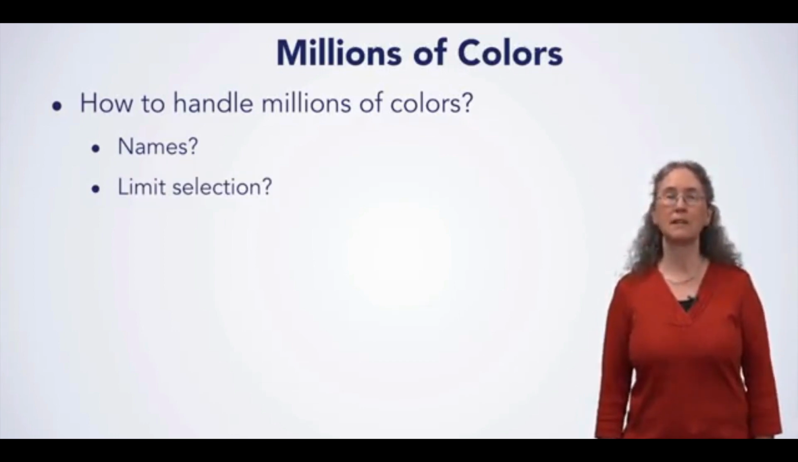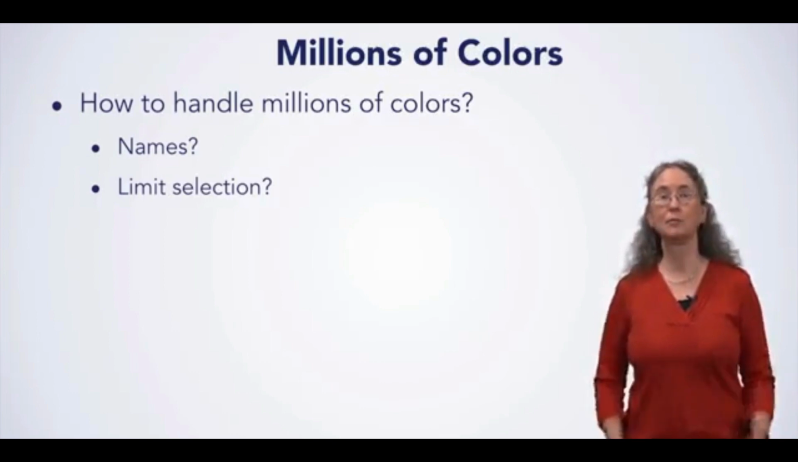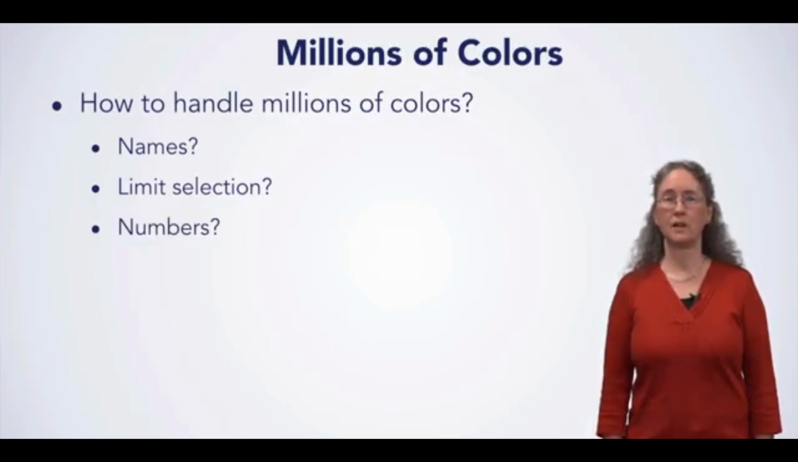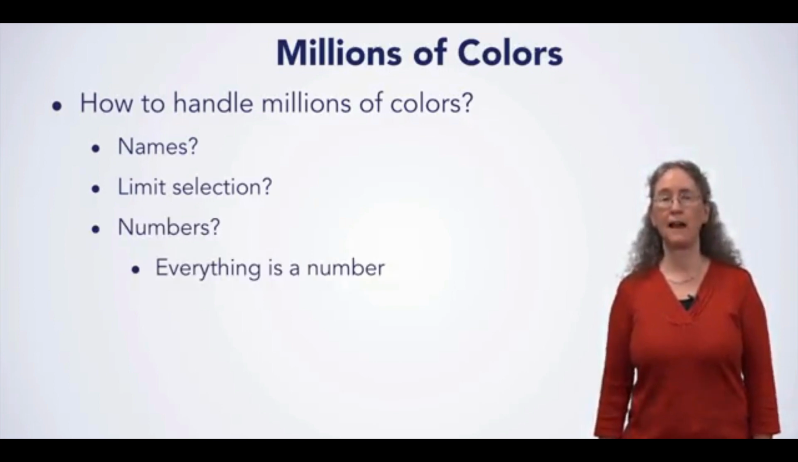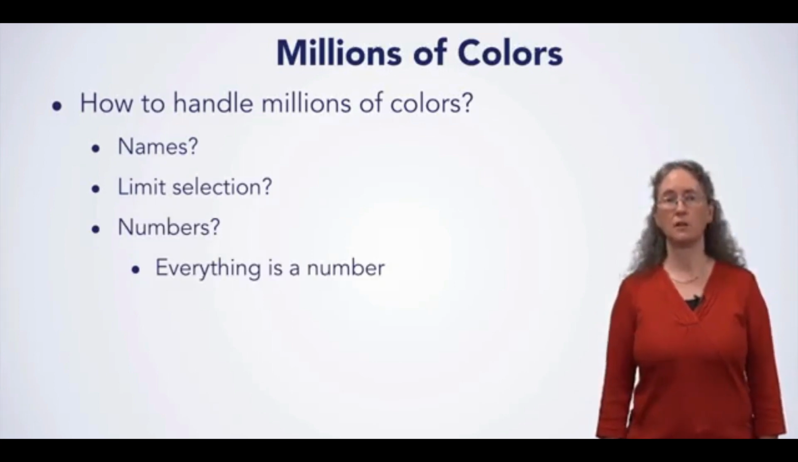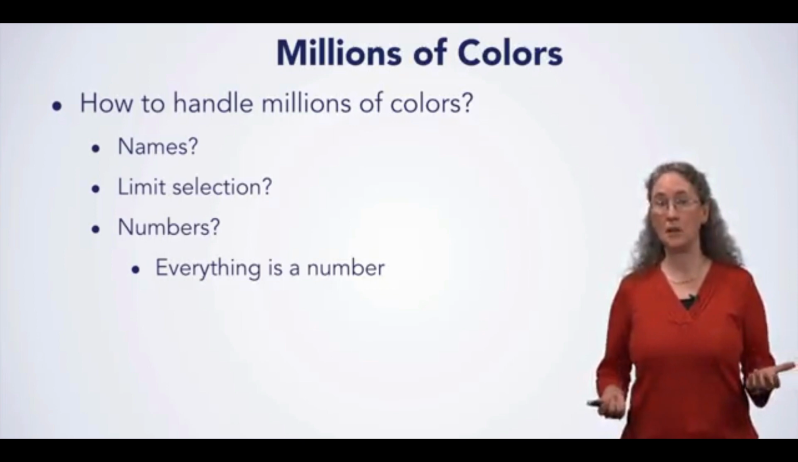If you really want a particular color, such as exactly Duke blue, you would be unhappy if you could not get it. Another option would be to give each color a number, which is what is actually done. In fact, as you will learn later, for a computer, everything is a number, so this choice is actually a natural way to handle millions of colors.